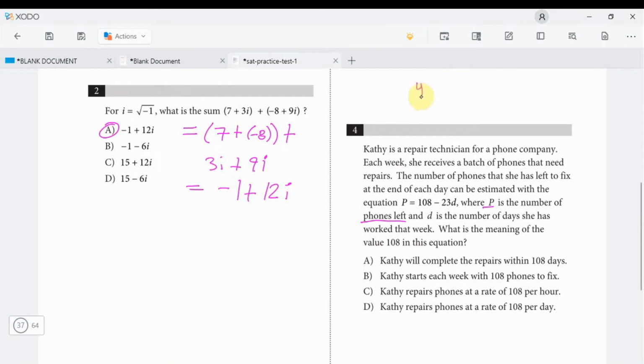First thing you have to remember, the equation of a line is y equals mx plus c. So P equals negative 23D plus 108. 108 is your c value. Your c value occurs when D is equal to 0. So in that case, at the start of the week, she gets 108 phones to fix. That's all the 108 is telling us, right? Because it's telling us that when D is 0 or the x value is 0, she has 108 phones to fix. So Kathy starts each week with 108 phones. That's it.